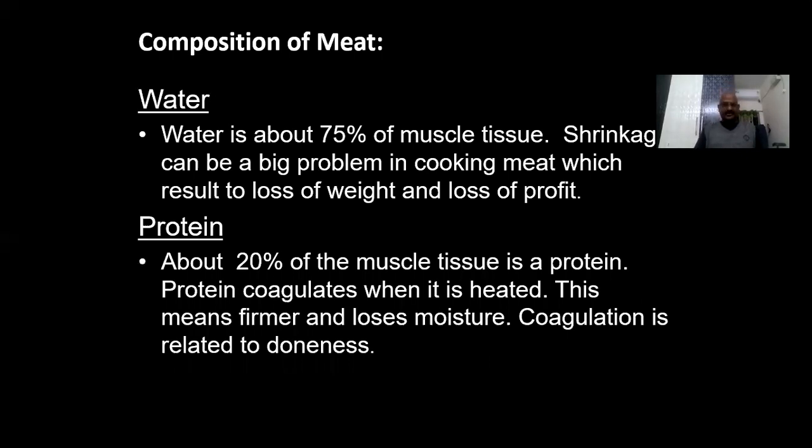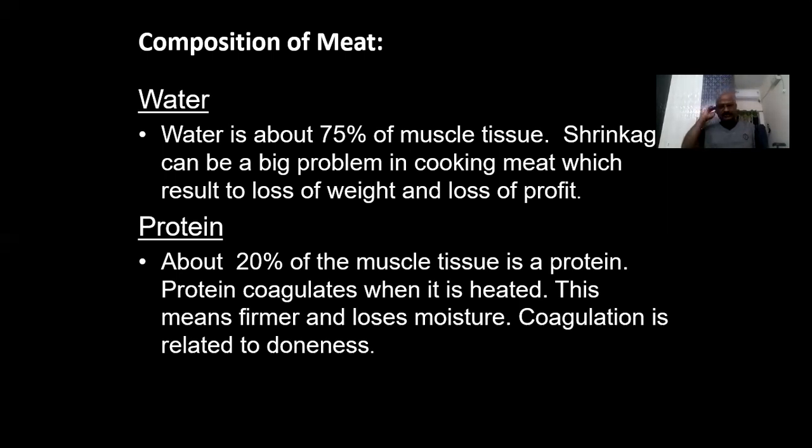Composition of meat. Water is about 75% of muscle tissue, and shrinkage can be a big problem in cooking meat, which results in loss of weight and loss of profit. Okay, 75% water in blood cells or in the body; even the human body contains more than 70% water. So while you're cooking, it will shrink. The water is going to evaporate, the water is going to come out, and your fibers and tissues will become tough and harder. Protein.